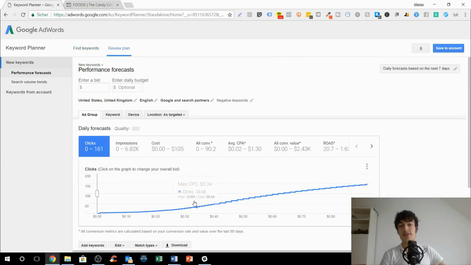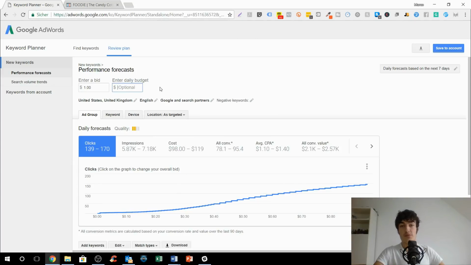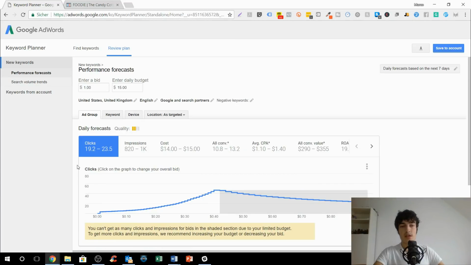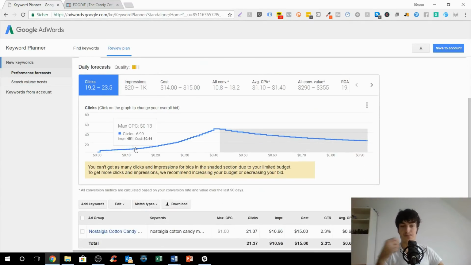And now Google gives us an estimate on roughly how many clicks and everything we will get. Ignore this all conversions part, because I don't know why they actually show it, this is totally useless in my experience. But let's say we have a bid of $1 per click and we have a $15 daily budget. Now Google tells us you will get roughly 19 to 23 clicks a day at 820 to 1K impressions.